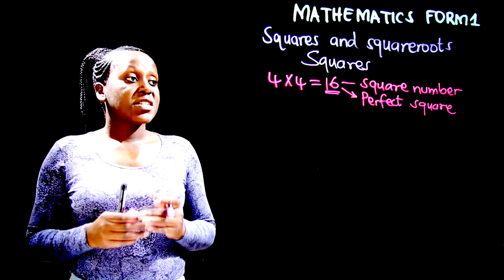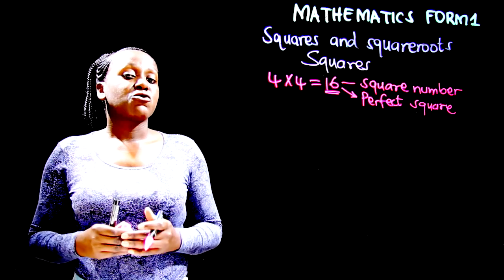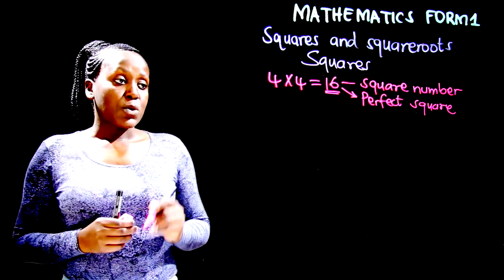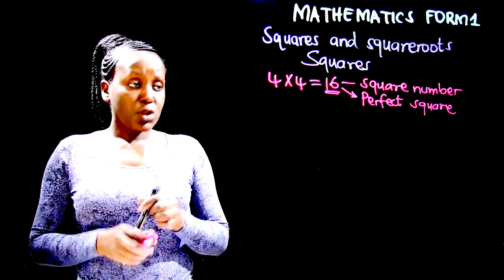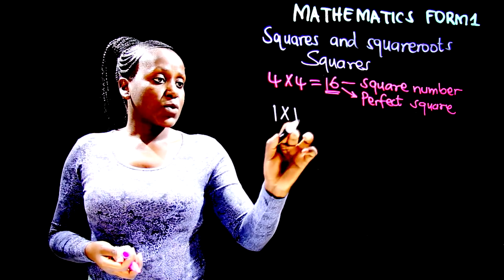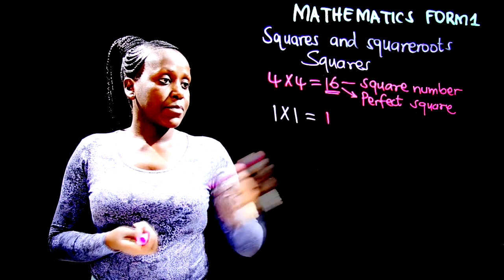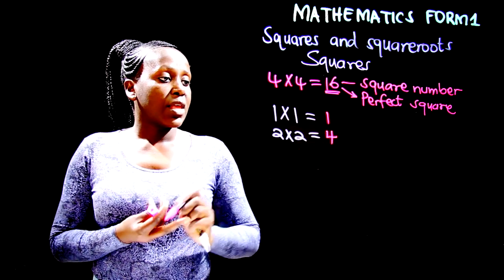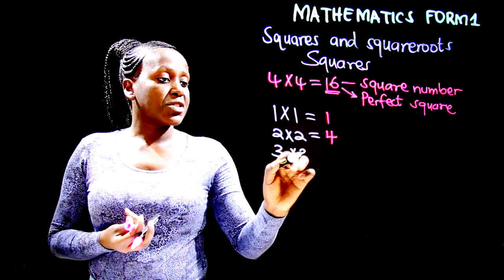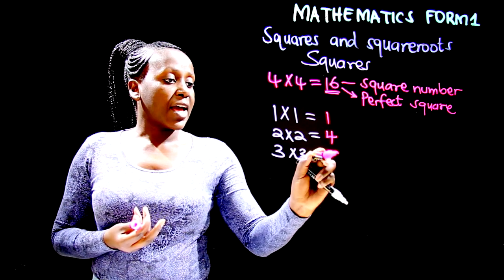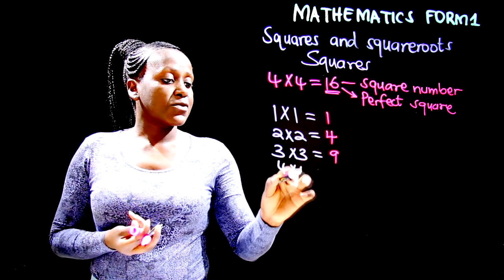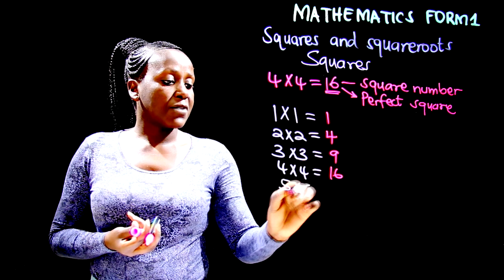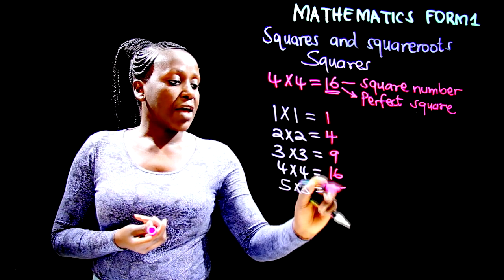And for us to obtain the first 10 square numbers, we will have to multiply the first 10 natural numbers by themselves. So we are going to begin with 1. So if we have 1 times 1, we obtain 1. 2 times 2, we obtain 4. If we have 3 times 3, we obtain 9. 4 times 4, we obtain 16. 5 times 5, we obtain 25.